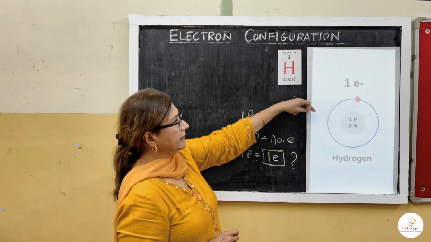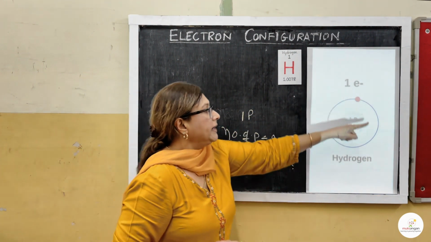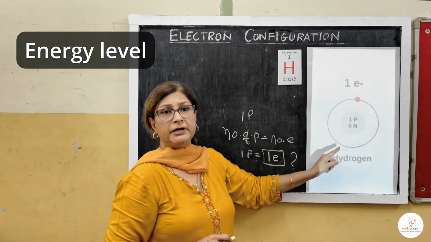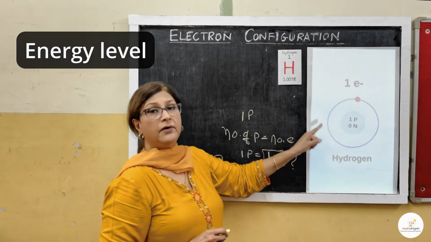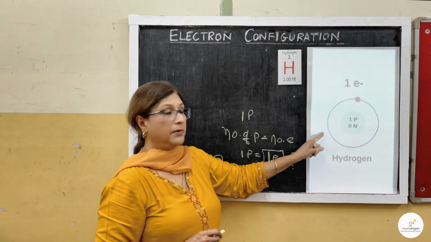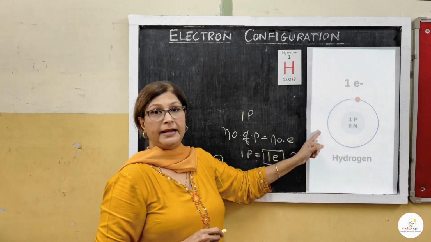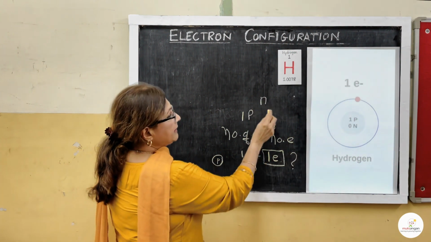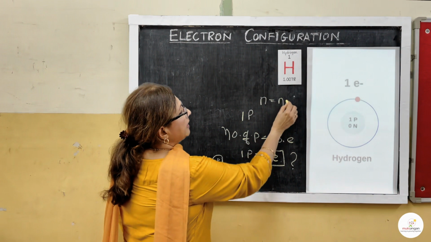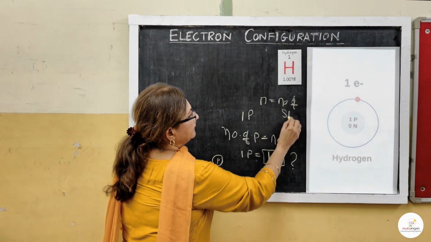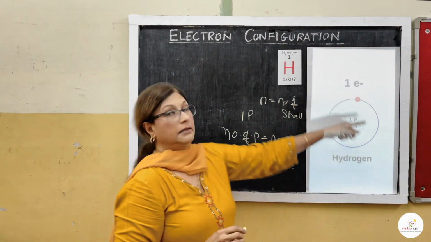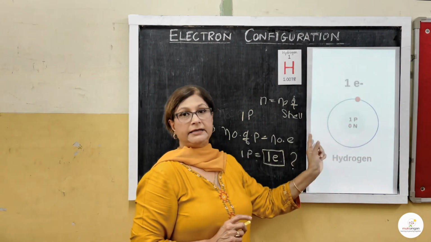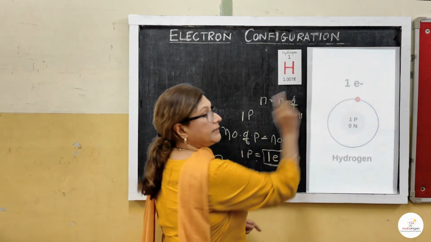As you can see here, hydrogen has 1 energy level. Some of you might be thinking, what is this new term, energy level? But you have already learned about it by its former name, which was shell. And n is the letter that denotes the number of the shell or the energy level. So hydrogen has 1 energy level where this electron is located.